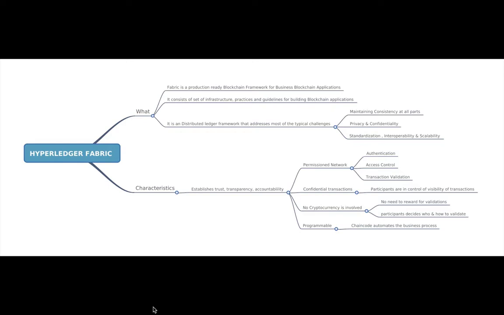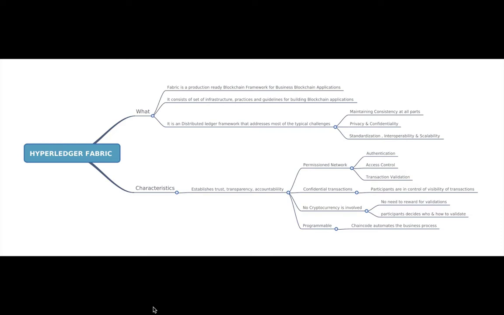While many of the earlier blockchain platforms are getting adapted to enterprise use, Hyperledger Fabric has been designed for enterprise use from the outset. So what are the characteristics of Hyperledger Fabric? Hyperledger Fabric is a permissioned network. You can form a consortium and have a permissioned network. All the transactions are confidential. There is no cryptocurrency involved and it is programmable.